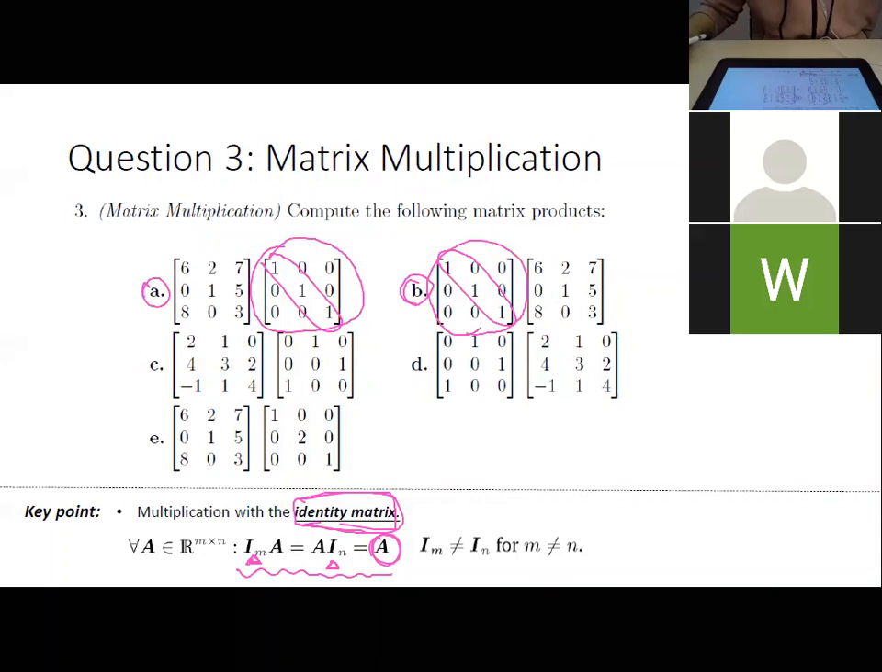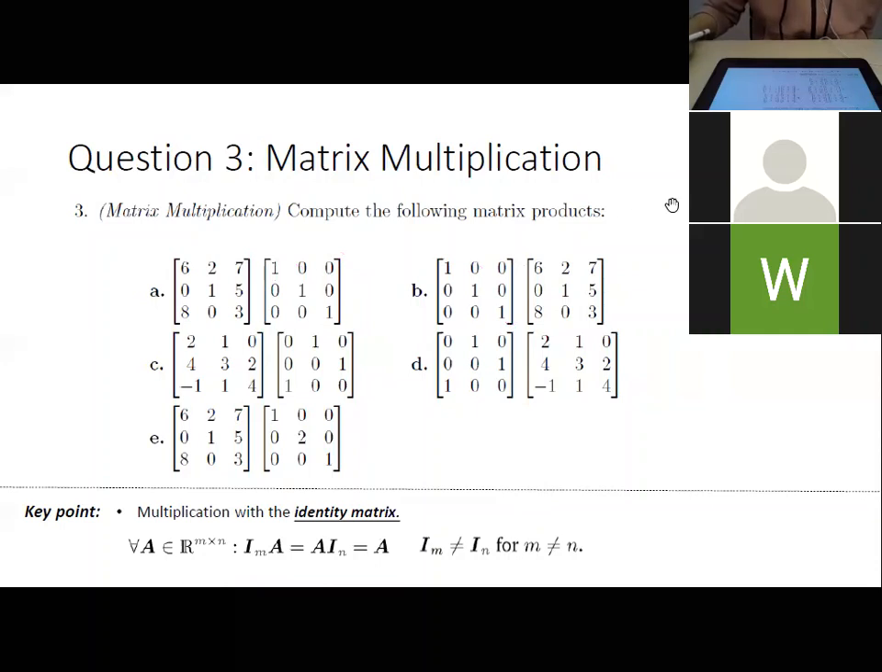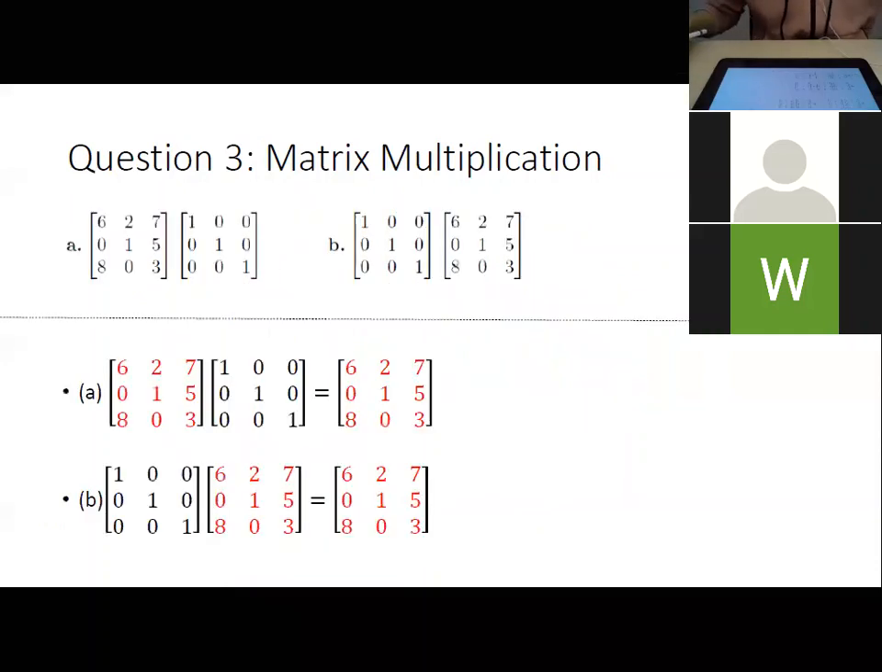Now we are going to check and verify whether this key point tells us the truth. So we go to the next page. On this page, we are going to see question A and B. We denote this matrix as A, this matrix as I, this matrix is I, and this matrix is A.